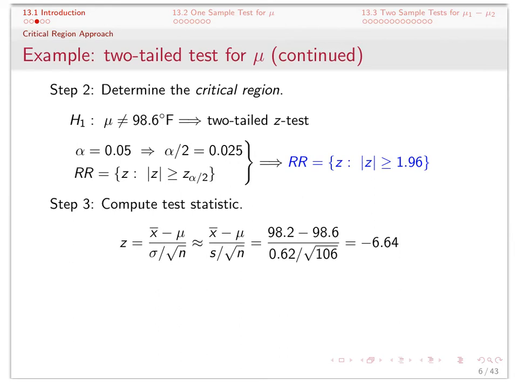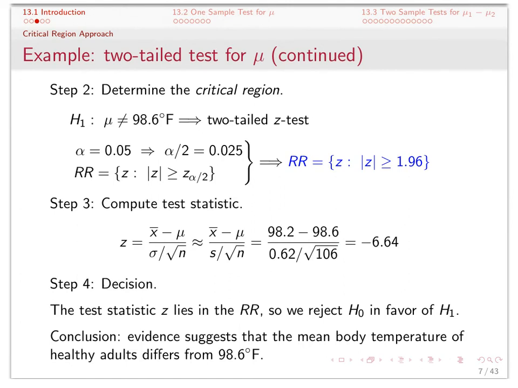Next, we'll compute our test statistic, and we know that if we want to compute a z-score, we're going to take x bar, subtract the mean, and divide by the standard deviation over root n. However, in this case, we don't know the standard deviation for the population. As such, we're going to use the sample standard deviation as an estimate of the population standard deviation. So we'll take x bar, which is 98.2, and subtract the mean that we're assuming under the null hypothesis. Then we'll take our sample standard deviation and divide by the square root of the sample size, and we'll produce a z-score of negative 6.64.